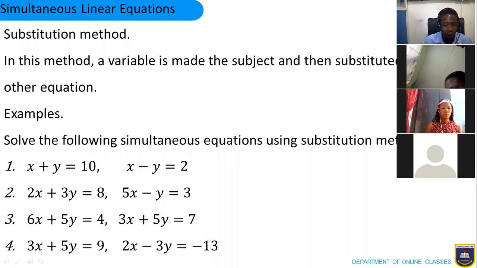So if I'm using equation 2 and I made x or y the subject from there, that particular equation is left, I have to substitute it into equation 1. Let's look at the examples.